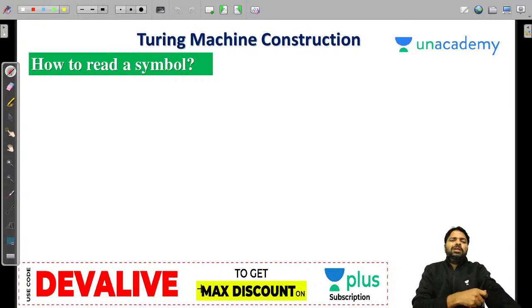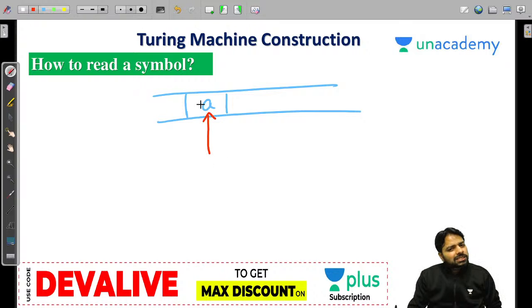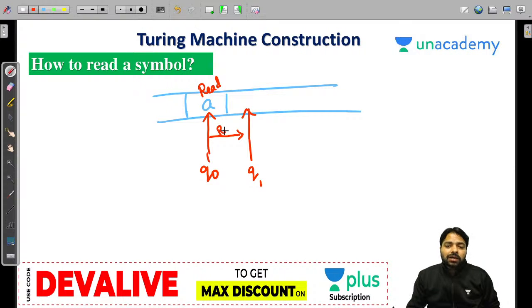So now we have a Turing machine, and I want to read a symbol. Let me say I have A here. I want to read A. Just read, don't do anything. Just read it and move one direction to the right, because you can move in any direction. Let's say I am moving from Q0 to Q1, taking the right direction, but I am not writing any other symbol.